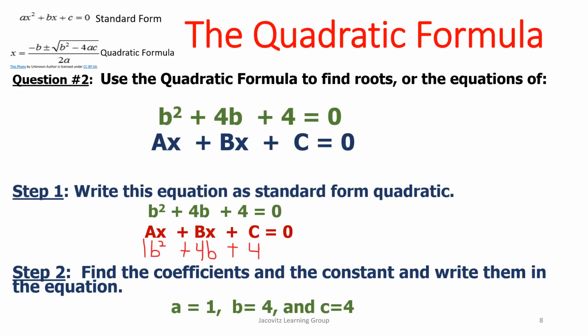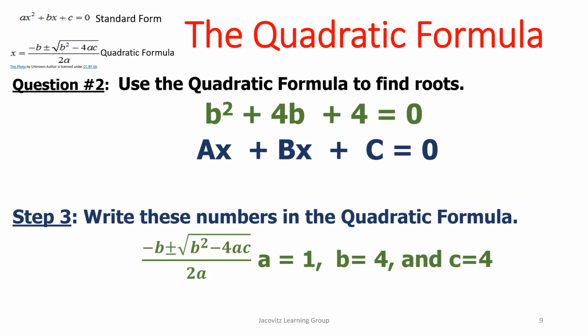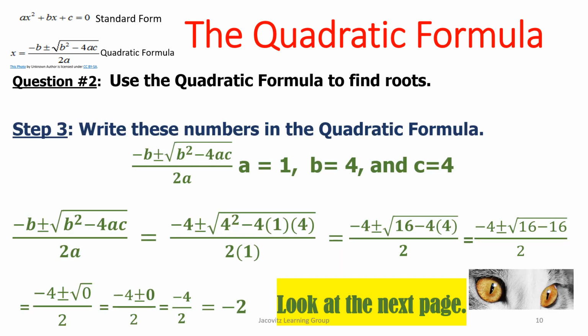And once again, here you have your standard form. And here you have nothing here for b. It's b squared plus 4b plus 4. So you have 1b plus 4b plus 4. Okay. And here are your coefficients, and your constant is here, c equals 4. So now here's your quadratic formula. Now let's add them in.